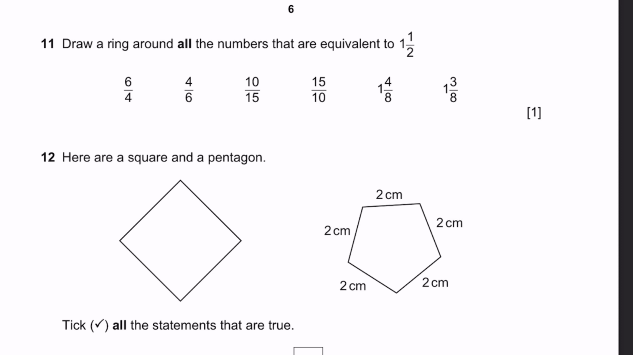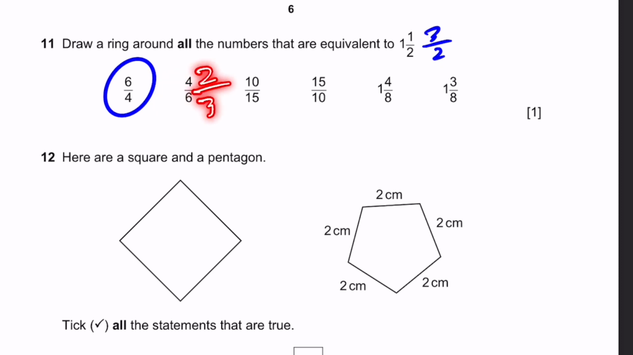Question 11. Draw a ring around all the numbers that are equivalent to 1.5. This can be written as 3 by 2. And let's check all the numbers now. So 6 by 4. You multiply 3 by 2 times 2 on both sides. We get 6 by 4. So this is equivalent. Now 4 by 6.